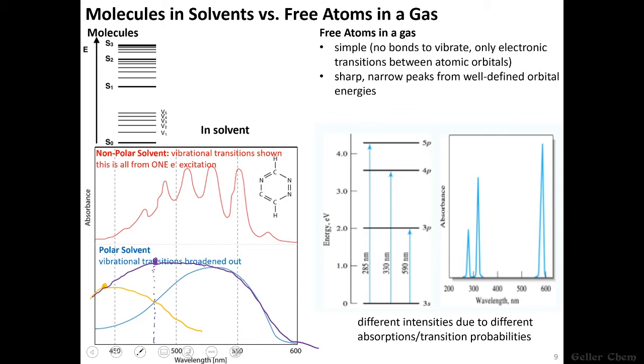So even if we shined in equal intensities of each of these three wavelengths here, this wavelength is just absorbed more often than this one, which in turn is absorbed more often than this one. And that's why these peaks go down in height as wavelength decreases and energy goes up. So having said all that, let's write down some notes finally.